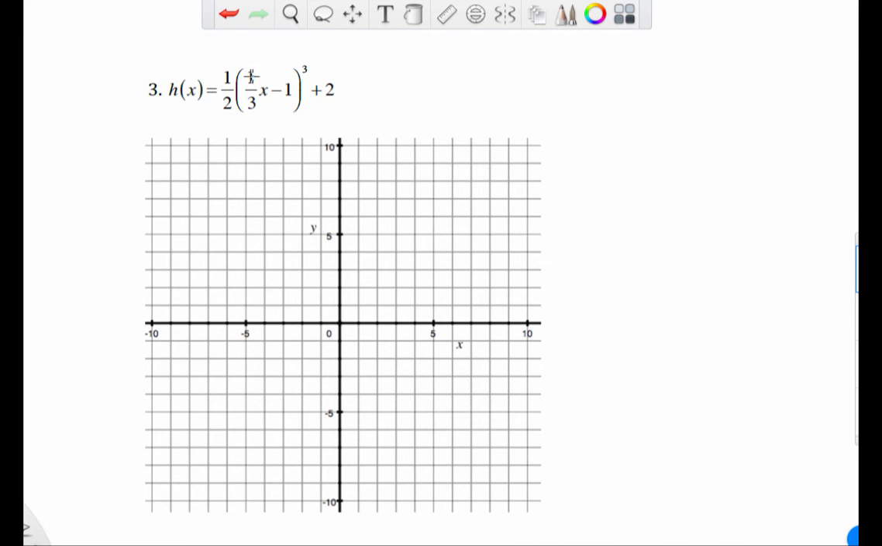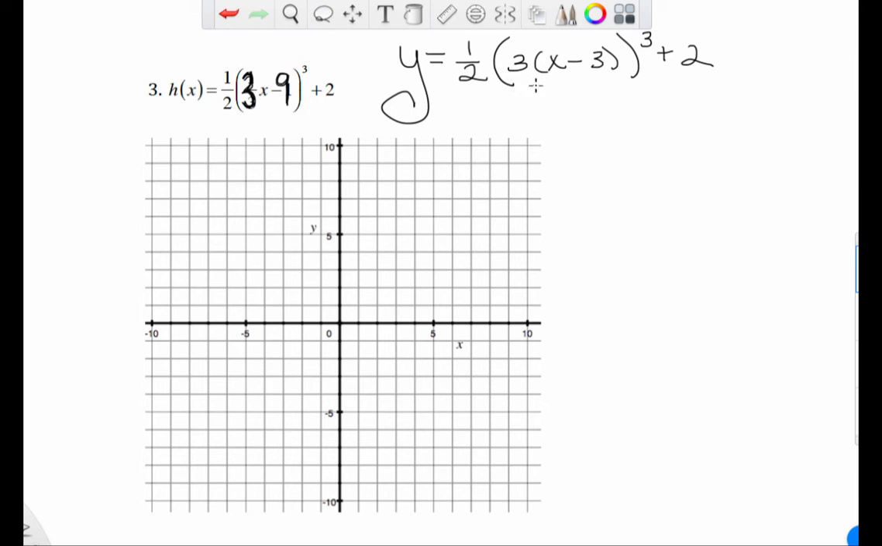Okay, number 3. This is not your problem. This is the corrected version for next semester. What you guys see is that. So let's go ahead and handle this. Let's put it in the right format, which would be y equals 1/2. Let's factor off that 3, and you get x minus 3 cubed plus 2.